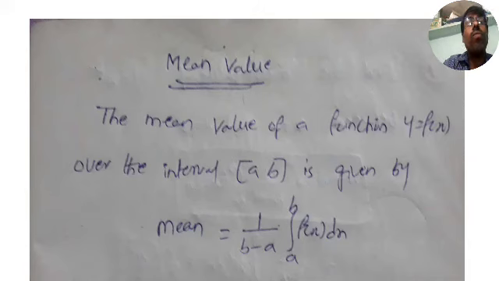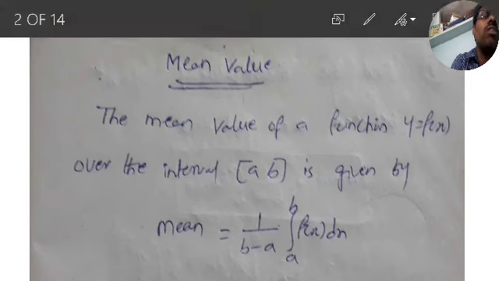Now coming to the mean value, what is the definition of a mean value and the problems that we are going to solve in this video. So let us go to what is the mean value of a function on an interval. The mean value of a function y is equal to f of x over the closed interval a to b is given by: mean value is equal to 1 by b minus a integration a to b f of x dx. So this is the formula for mean value.